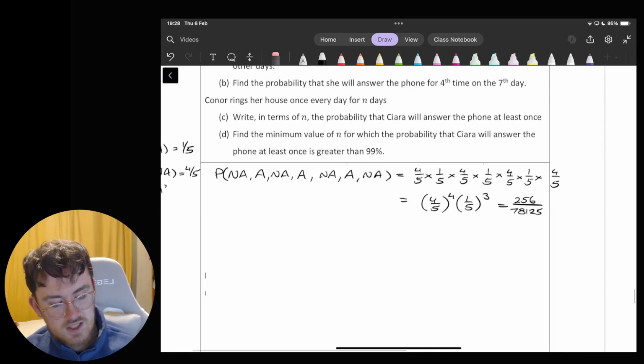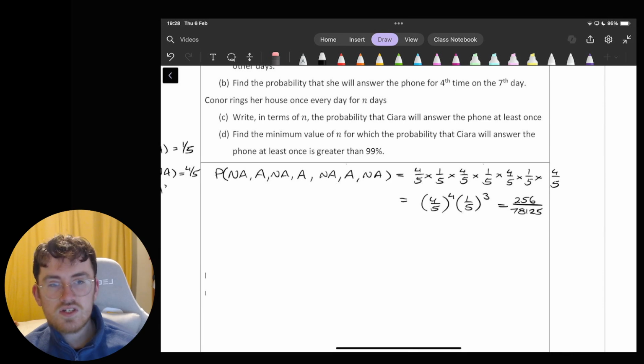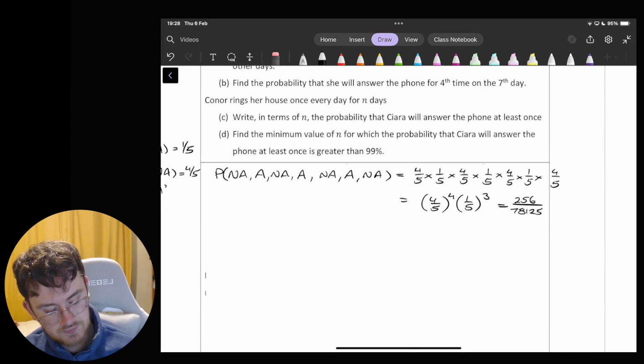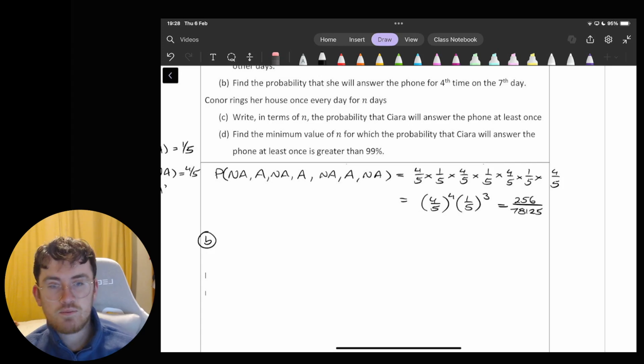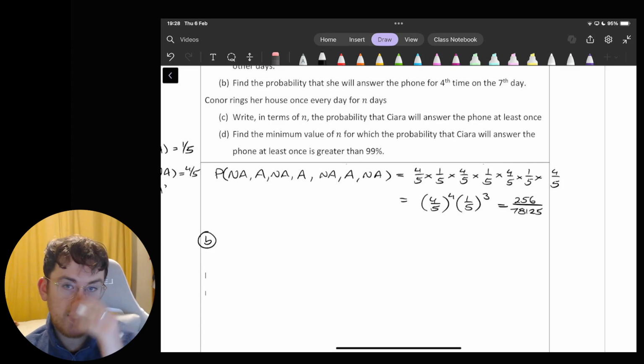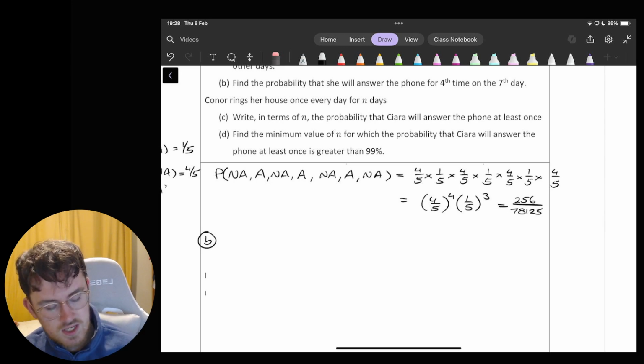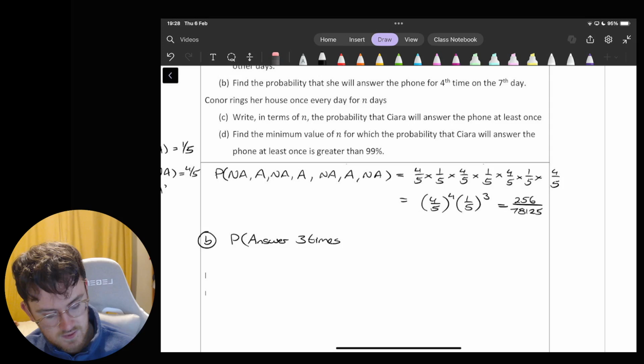Find the probability that you will answer the phone for the 4th time on the 7th day. Okay, this is a very, very typical sort of question, so it's one we'll dwell on a little bit here. So if she's going to answer for the 4th time on the 7th day, we just need to consider what that means. We need her to answer 3 times in the first 6, and then look at the probability she answers, where this last one is for the 7th day.